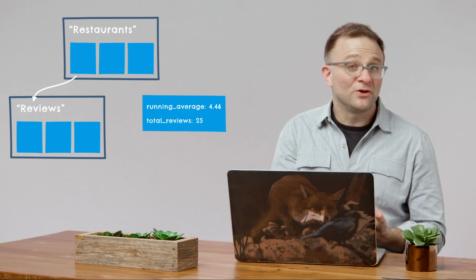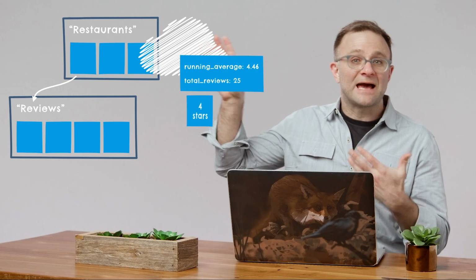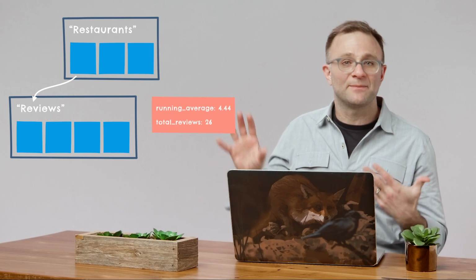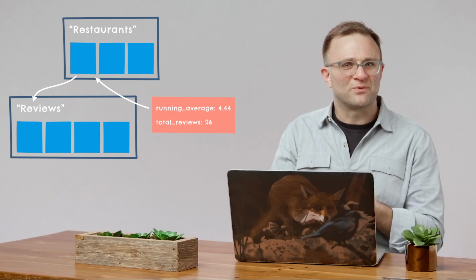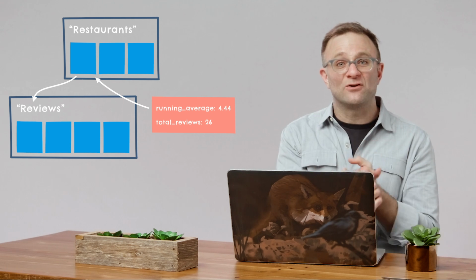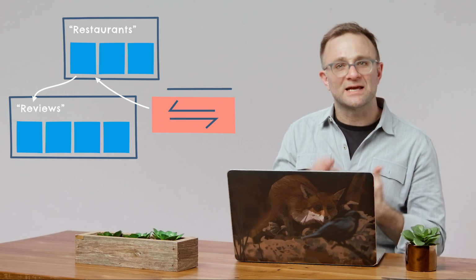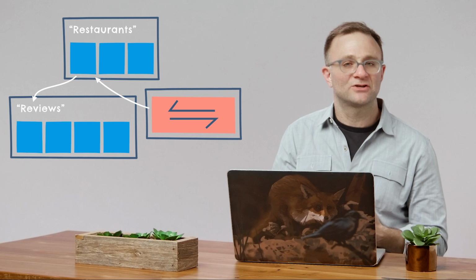When somebody adds a new review, I have a cloud function that would grab this average and the total number of reviews, and then calculate the new values based on our incoming review. Well, with both these operations, it's important that A, I have the latest and greatest data, and B, I don't have multiple processes updating these values at the same time. So this seems like a pretty clear opportunity to use a transaction.